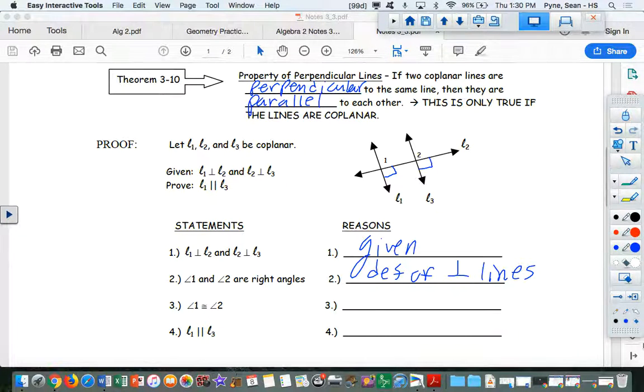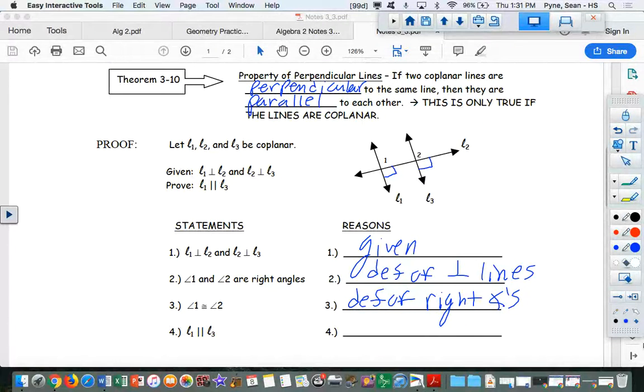How do we know angle 1 is congruent to angle 2? We can't say corresponding, because we don't know these lines are parallel yet. Not perpendicular lines. So we know that angle 1 and angle 2 are congruent because it's definition of right angle, since right angles equal 90 degrees. Because we have right angles, and all right angles equal 90 degrees, they obviously are congruent to each other.